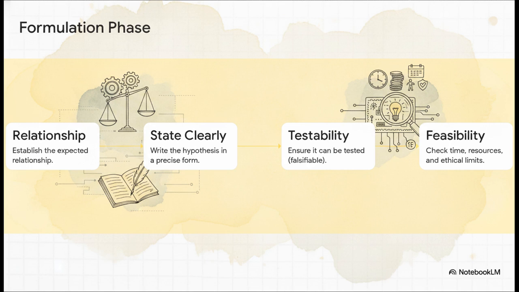And finally, you have to check its feasibility. Ask yourself, can I actually test this within my available time, budget, and ethical limits? Because having a $1 million research idea on a $0 budget just isn't going to fly. Feasibility is what makes your research beautifully manageable.